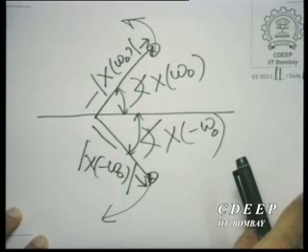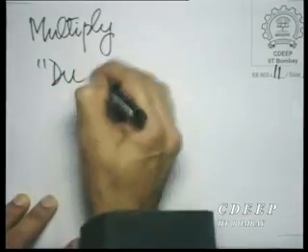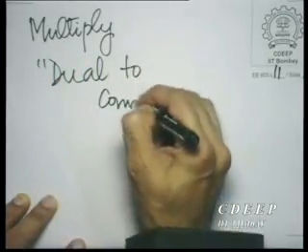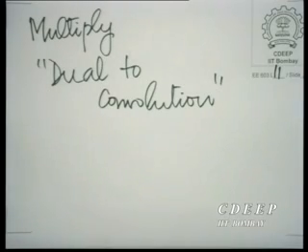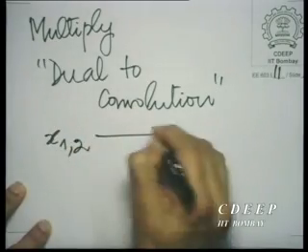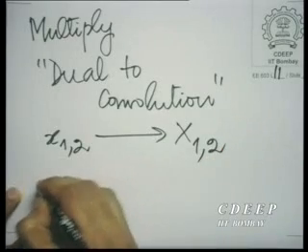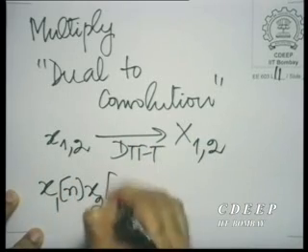Now let us look at a few more properties of the discrete time Fourier transform. One important property is what happens when we multiply. That is in some sense dual to convolution. Let me explain the meaning of the word dual. So in other words, if I have x1 and x2 with DTFTs capital X1 and X2, what is the DTFT of x1[n] x2[n]? That is the question that we are asking.